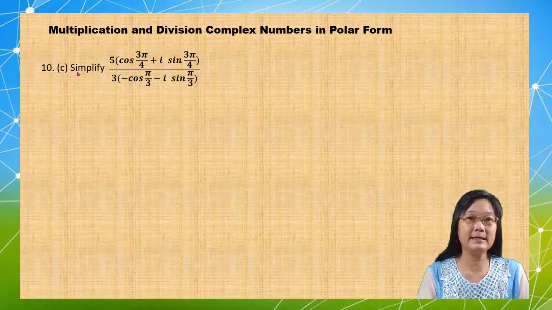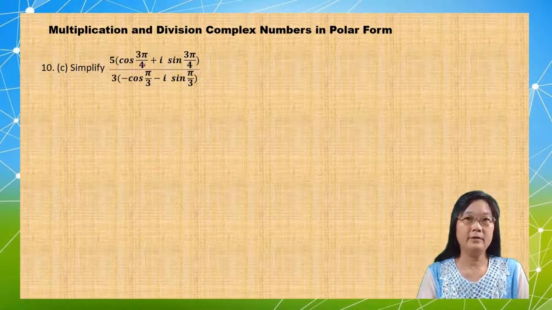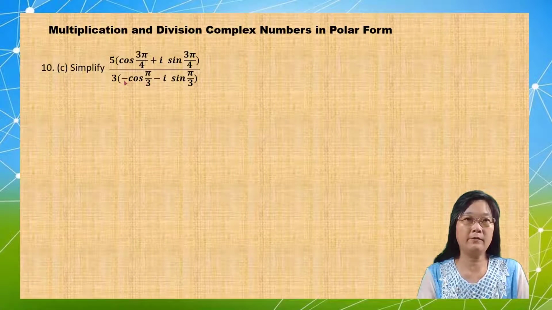Now let's look at this example. Before we start, we need to double check the polar form. Here we find that this polar form is not correct because this is negative and this is negative.